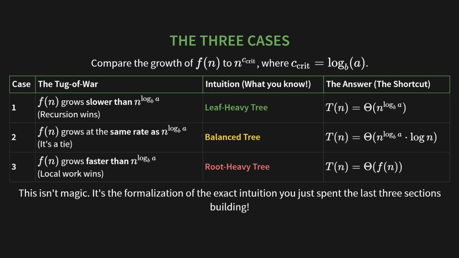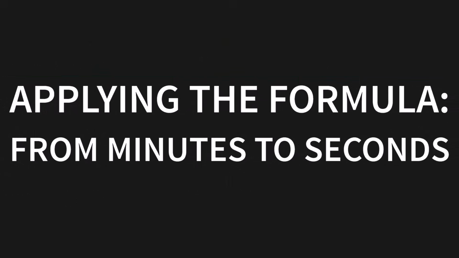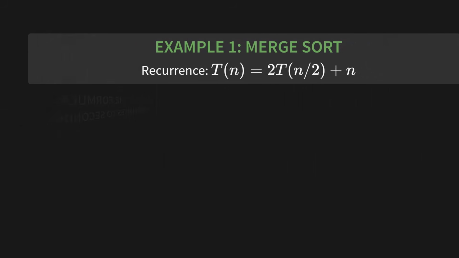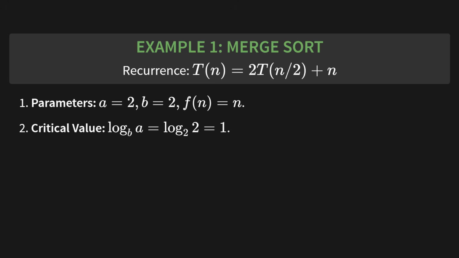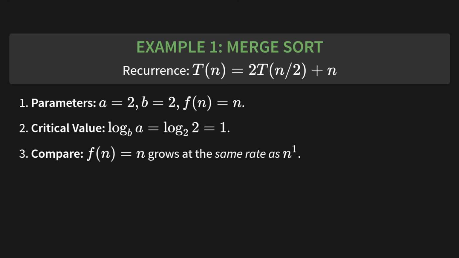This isn't magic. It's the formalization of the exact intuition you just spent the last 3 sections building. Let's see it in action, applying the formula from minutes to seconds. Example 1, merge sort. The recurrence is T of n equals 2T of n over 2 plus n. First, the parameters. A is 2, b is 2, and f of n is n. Next, the critical value. Log base b of a is log base 2 of 2, which is 1.